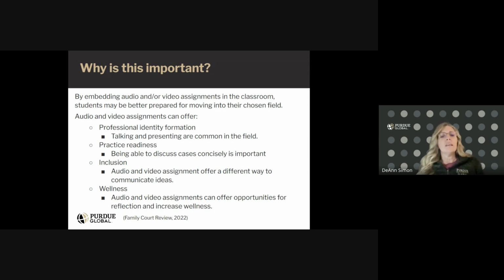Another thing is to practice readiness. One of the things that I think is important, especially when it comes to presenting, is to be able to speak in a concise way. We want to be able to efficiently and effectively summarize information and communicate that effectively. Audio and video assignments give us a wonderful opportunity to practice that. We have some video discussion boards where, especially if it's a case study discussion board, you're summarizing the main issues.